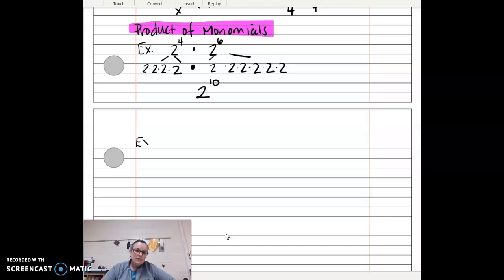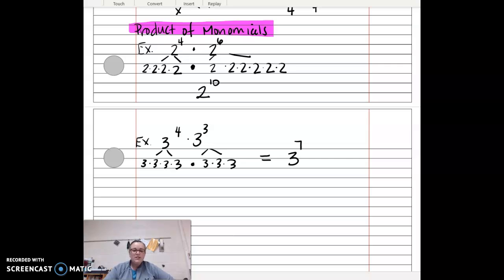So let's look at this one real quick. If I were to take 3 to the 4th power times 3 to the 3rd power, well, 3 to the 4th power would be 3 times 3 times 3 times 3, and then times 3 times 3 times 3. And then again, when you look at it, the bases were both the same, so you have a bunch of 3's all multiplied. Really, we could write this as 3 to the 7th power.